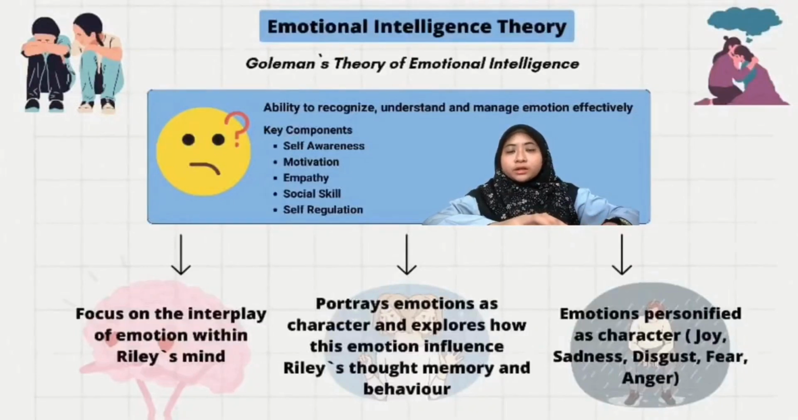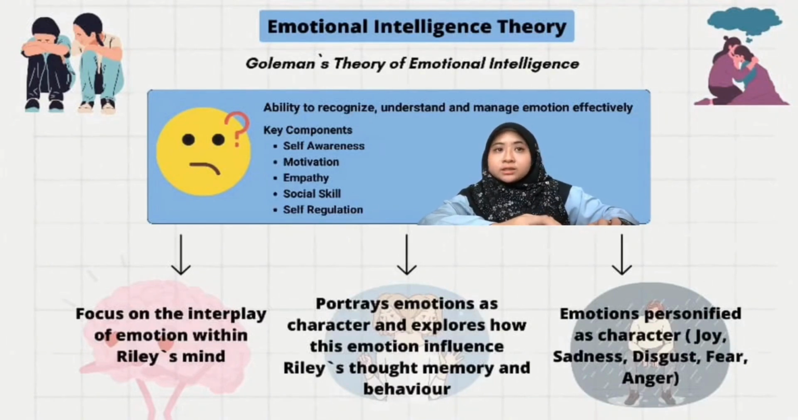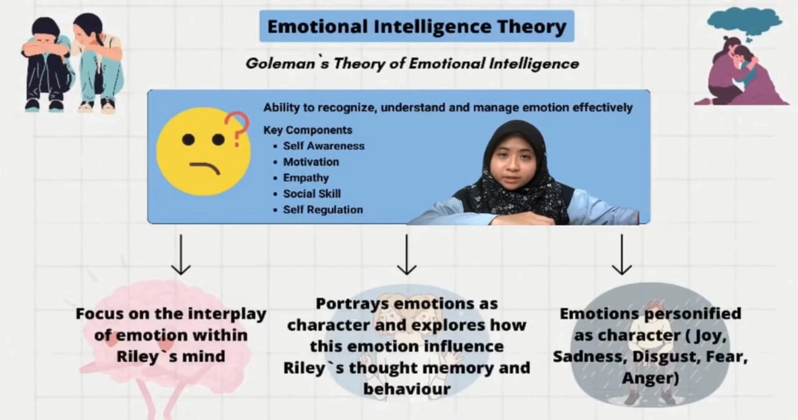Okay, so the next psychological theory or psychological concept that can be analyzed from the movie is emotional intelligence theory based on Goleman's theory of emotional intelligence. So, emotional intelligence refers to the ability to recognize, understand, and manage emotion effectively. The concept of emotional intelligence was first introduced by John Mayer and Peter Salovey in the year of 1997. And then Daniel Goleman, a science journalist, proposed his own theory. Goleman's concept focused on behavior, emotions, as well as brain, which he observed from his experience and also research.